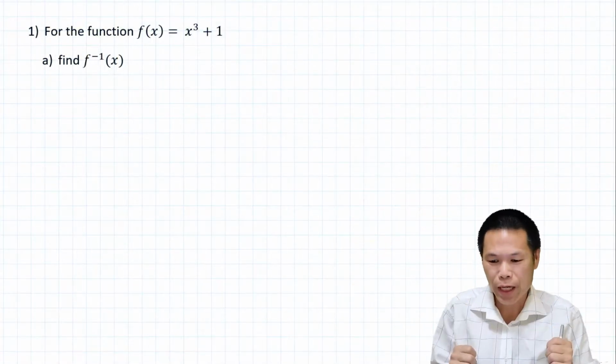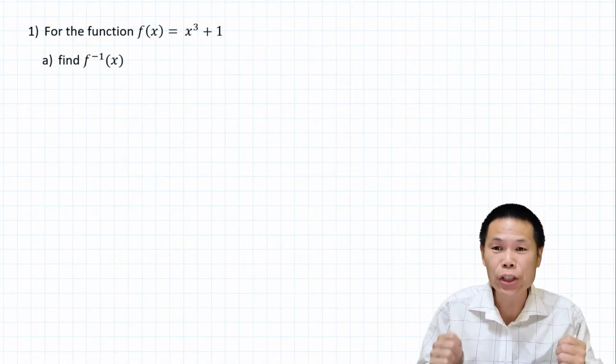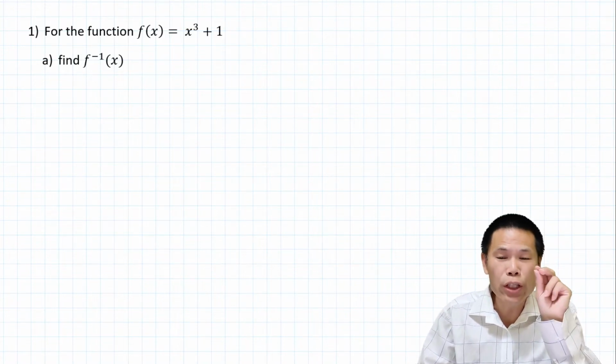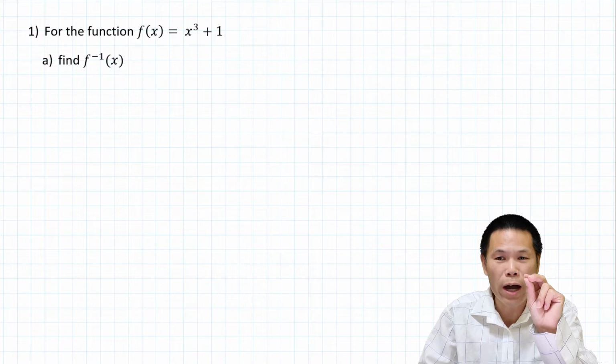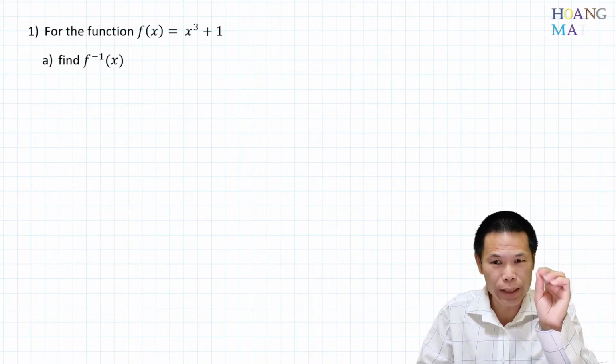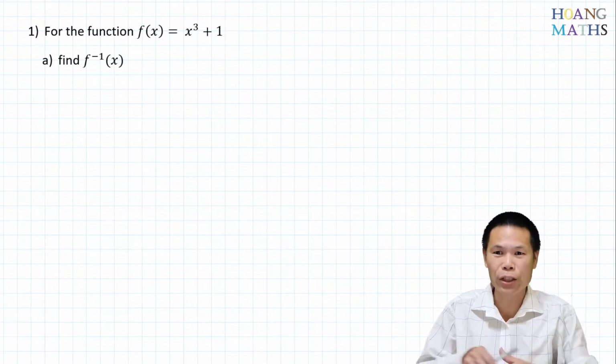First, to find the inverse function we need to do two things. The first is to interchange the x and y variables, and then we make y the subject. That will give us the inverse function.